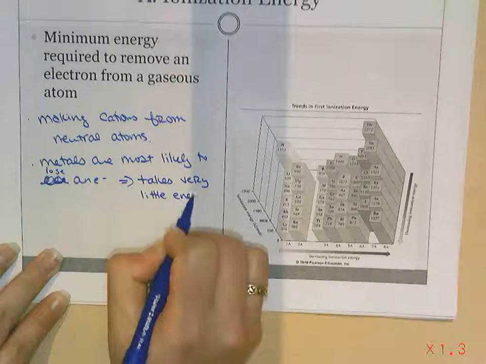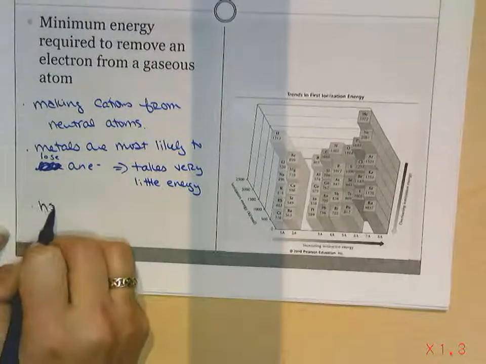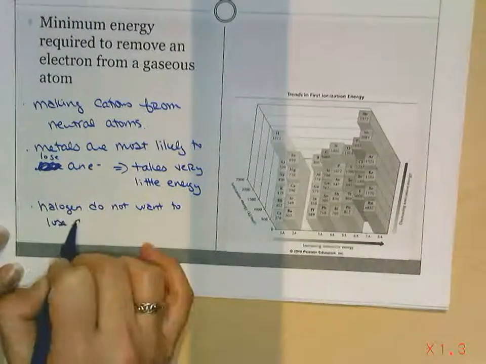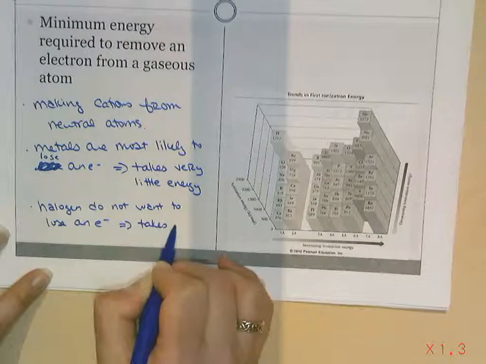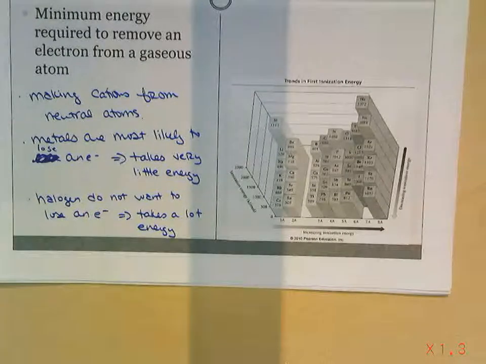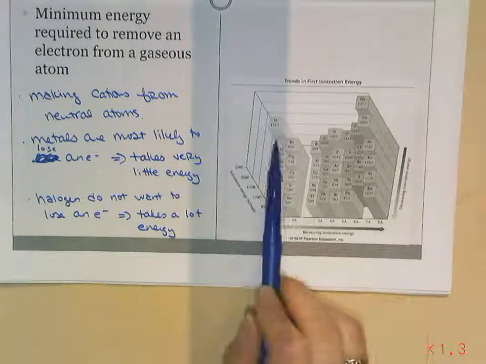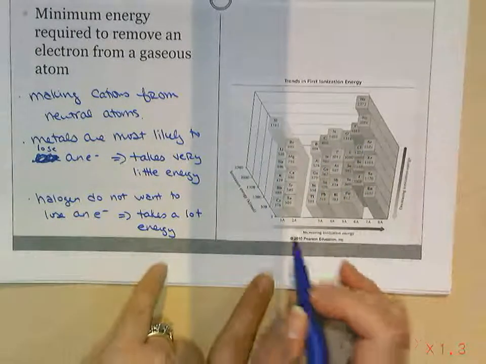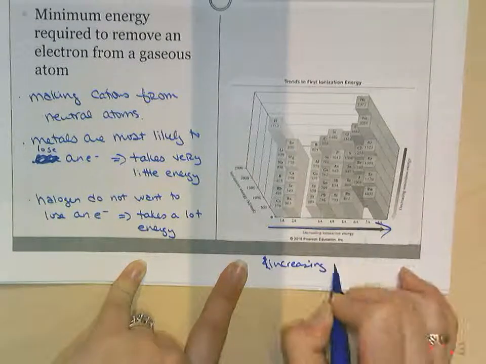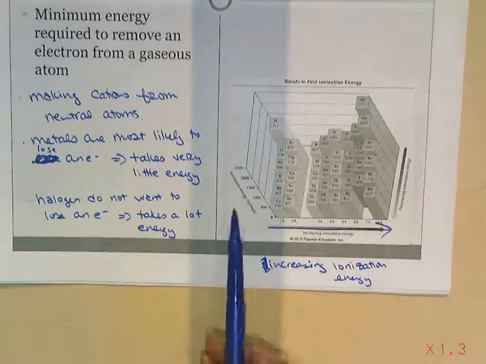Metals are most likely to lose an electron, so it takes very little energy to do that. Halogens do not want to lose an electron, so it takes a lot of energy to remove an electron from a halogen. This table shows the lowest energy here, increasing as we move left to right. So it takes more energy to remove that electron as I move towards the halogens and the noble gases.